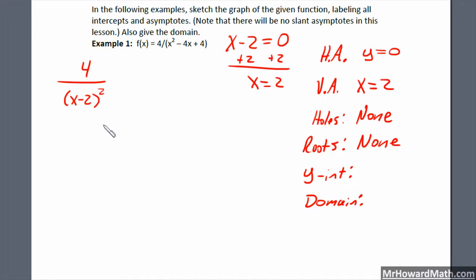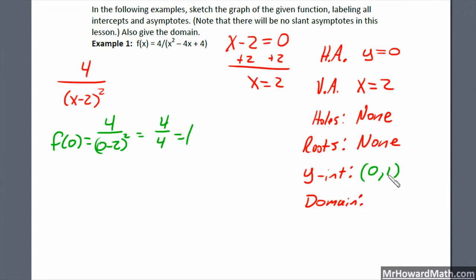Y-intercept. The y-intercept occurs when x is 0, so we can evaluate our function when x is 0. So f of 0 would be 4 over (0 minus 2) quantity squared. So that would be 4 over 4, which is equal to 1. So our y-intercept is (0, 1).